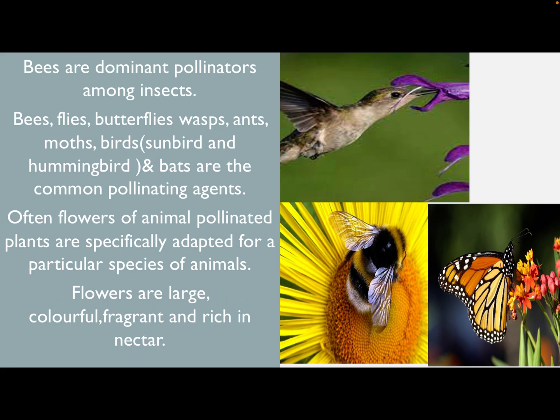Flowers are large, colorful, fragrant and rich in nectar. Why will animals go to the flower? They should have something in return, so they can do the pollination. They get nectar from the flower or pollen. They use pollen for their food also. So they get attracted to the flower by the help of the color of the flower, scent of the flower, nectar and pollen grains, and in return they pollinate the flower.